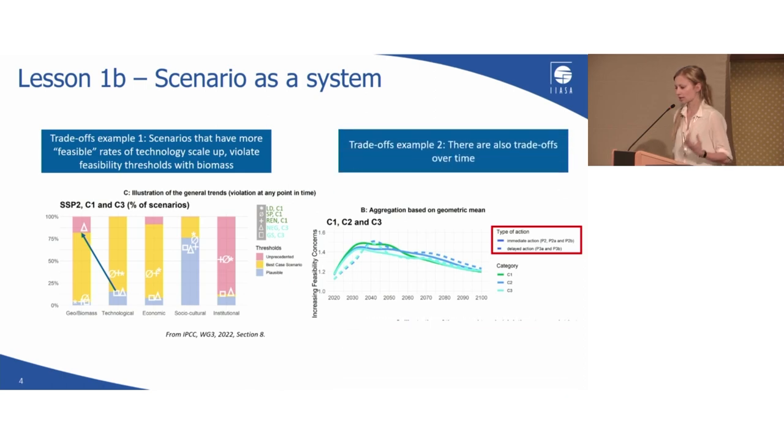But we also see trade-offs over time. For example, if we compare scenarios within the same climate category, the ones where mitigation starts early on to those where mitigation is delayed, we see that of course with early, more drastic mitigation, we have more feasibility concerns early on. But then later in the century, we don't have other feasibility issues and other feasibility concerns.